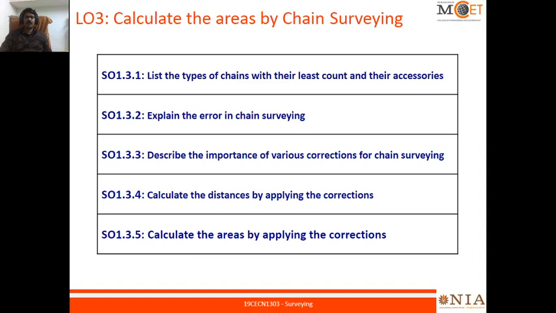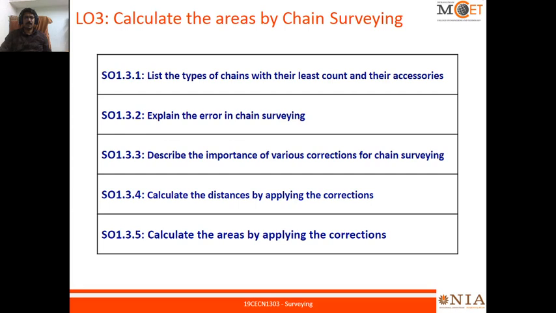Now we are going to continue our next video. It is the LO3 of the CO1, course outcome 1. In that LO3 is calculate the area. That is the starting point of the word. Calculate is the starting point of the word in the course outcome.